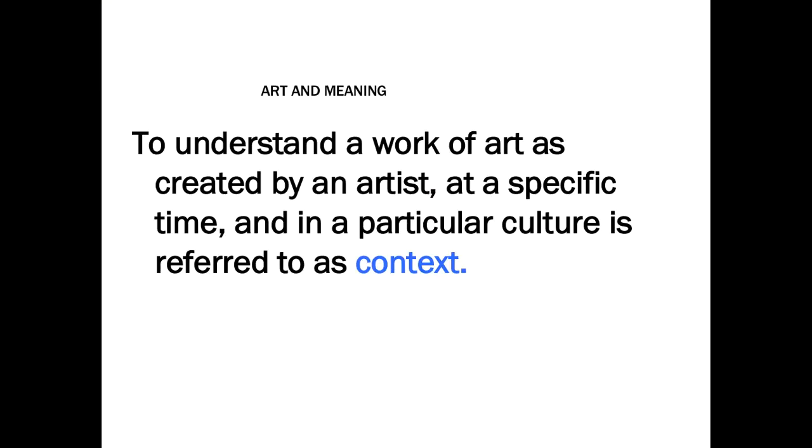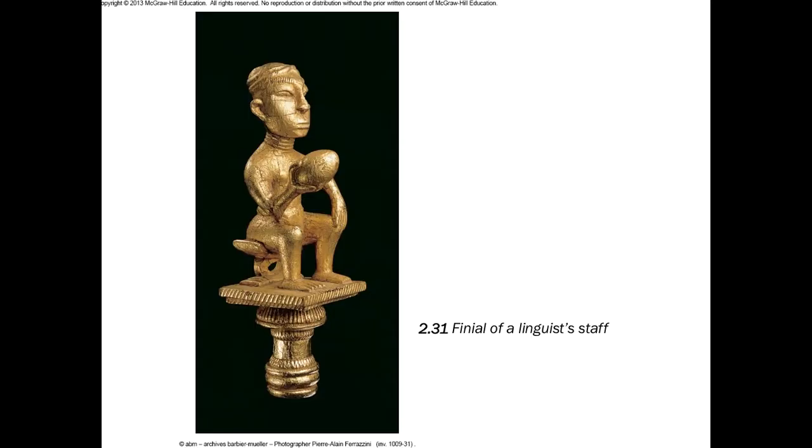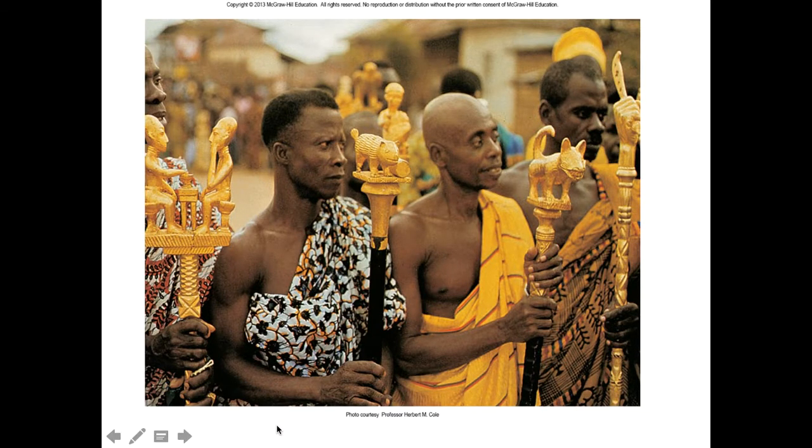Okay, to understand a work of art as created by an artist is referred to as context. We're looking here at a piece from an African linguist staff. It's the last piece. This is sort of like, not to put it down, a broom handle has sort of an end here, and then you put it on a wood staff, okay? Here's our context, very different.